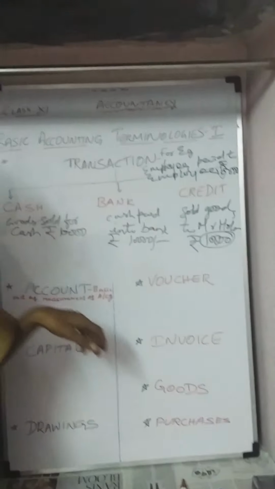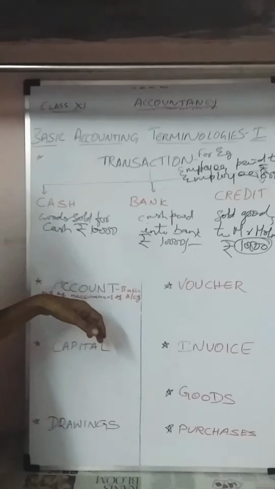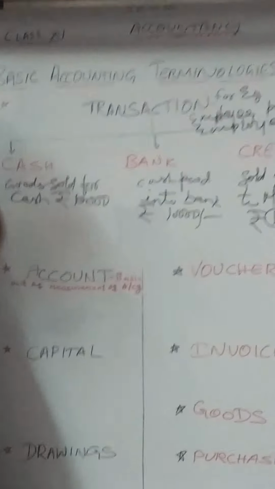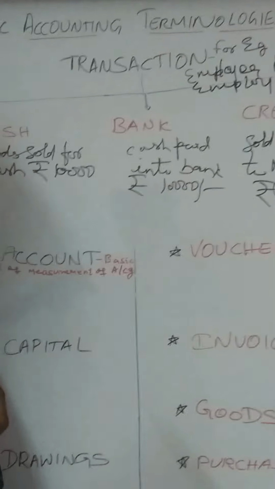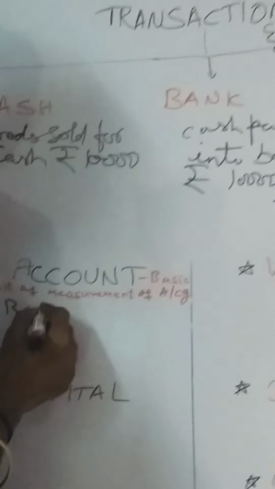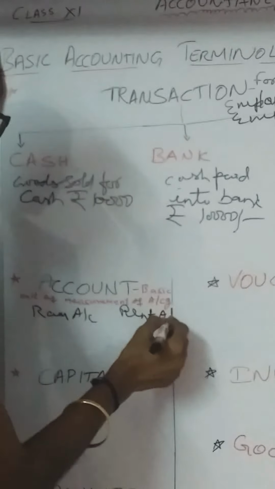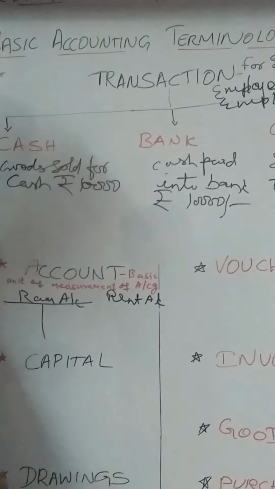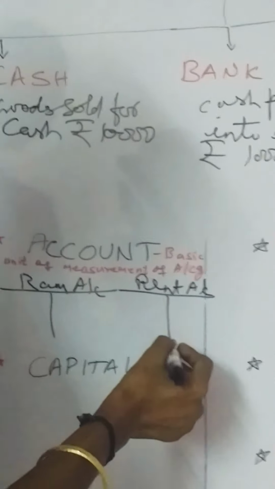Then next, second point, we say it is account. The second term which we are going to use is account. Account is a basic unit of measurement of accounting. The account may be an individual person account, expense account or income account. For example, Ram account, rent account, salary account. The account will be in the shape of T.